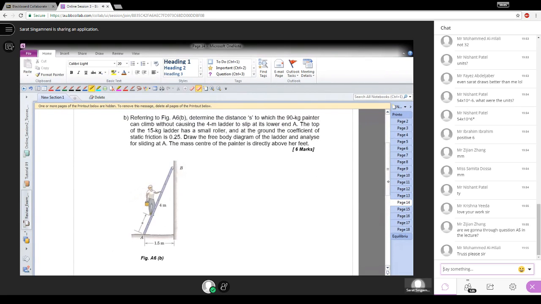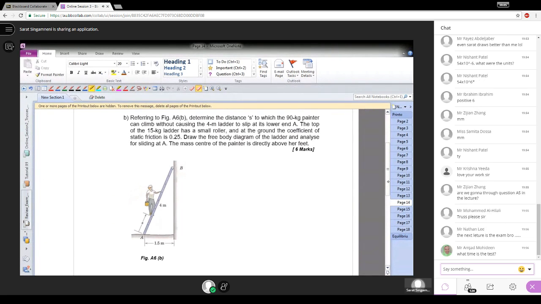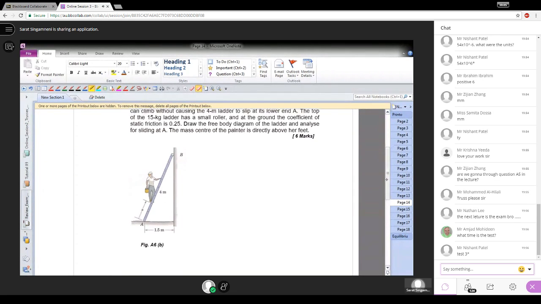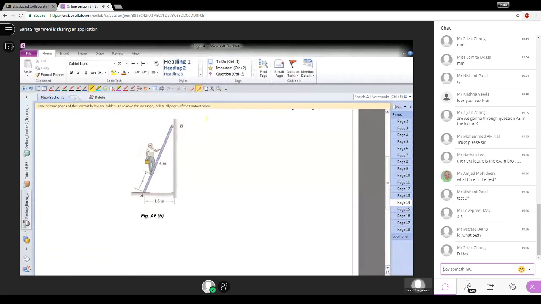Referring to figure A6B, determine the distance S to which the 90 kilogram painter can climb without causing the 4-meter ladder to slip at its lower end A. The top of the 15 kilogram ladder has a small roller, and at the ground, the coefficient of static friction is 0.25. Draw the free body diagram of the ladder and analyze for sliding at A. So it's a hint given for you. So it's just drawing the free body diagram and solving. The free body diagram looks something like this.